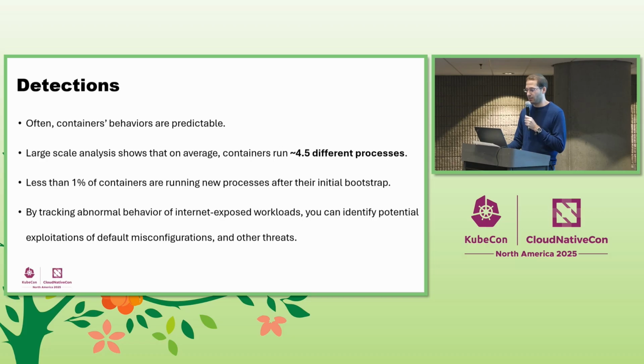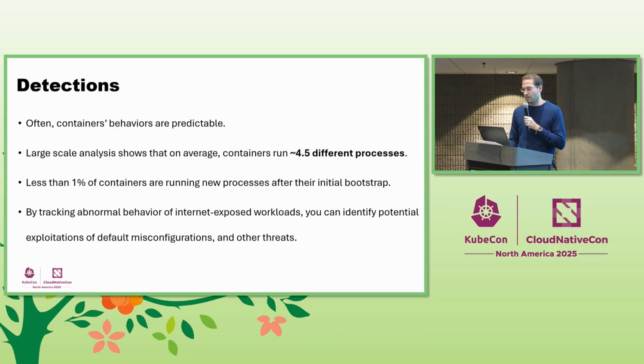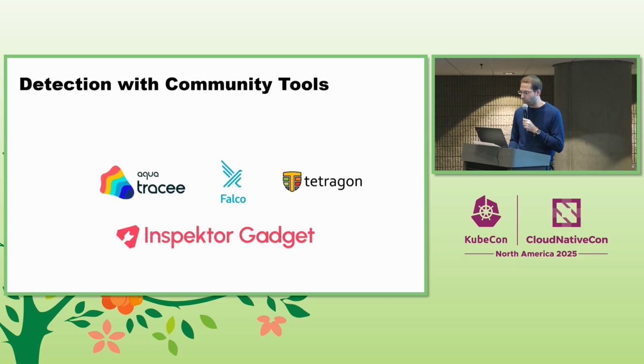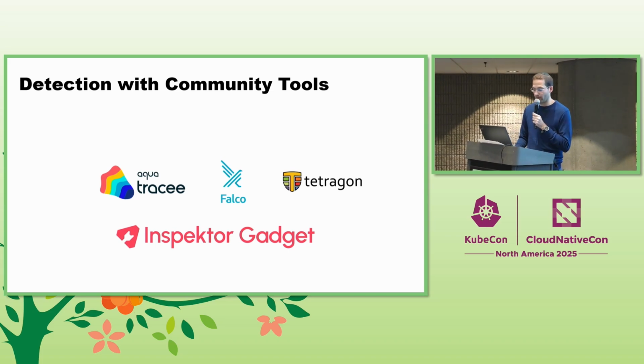Our large-scale analysis showed that on average, containers are running 4.5 different processes, and less than 1% of the containers are running a new process after their initial bootstrap. So by tracking the behavior of containers, for example, by using eBPF tools, we can try to identify anomalies in the container's activity and potentially identify exploitation of misconfigurations. And here are some known open source projects that can help us to do it: Tracee from Aqua, Falco from Sysdig, Tetragon, and Inspektor Gadget.